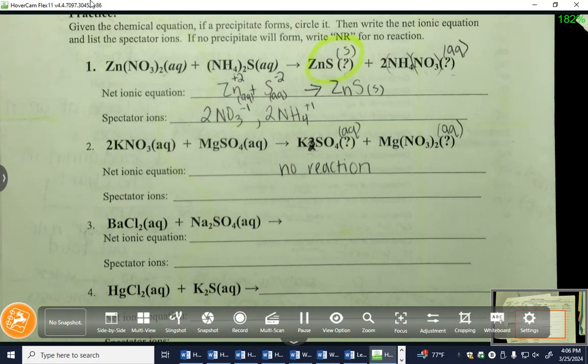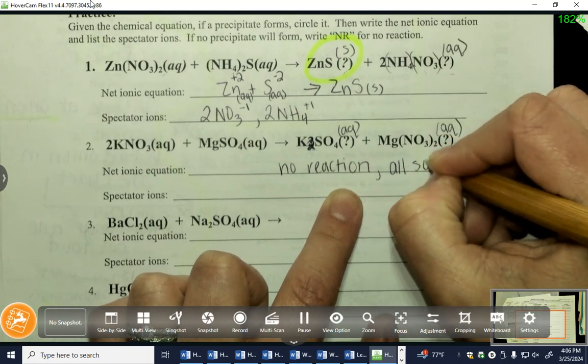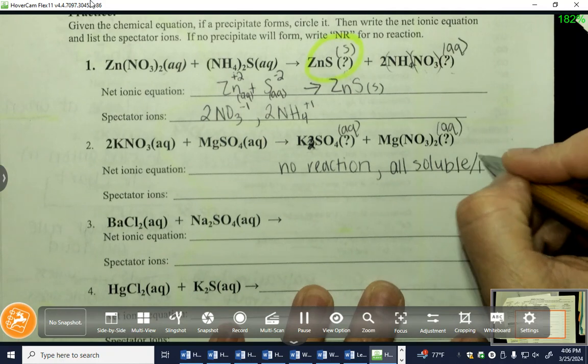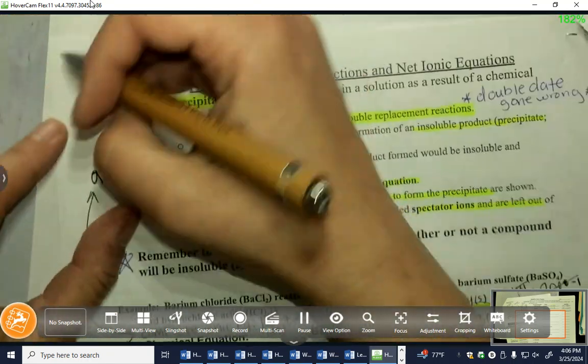So no reaction there because they're all soluble, right? So they're all ions. All right. So that was the point I wanted to make. We'll save 3 and 4 to start us tomorrow, get our brains going.